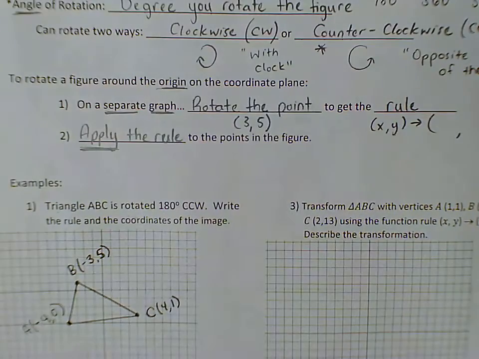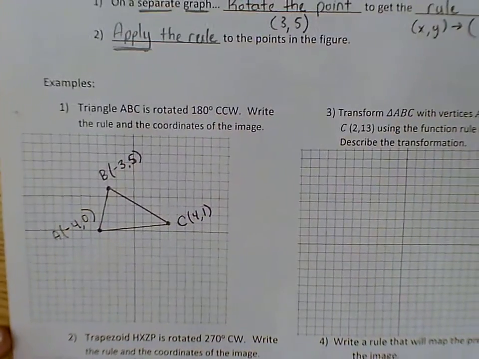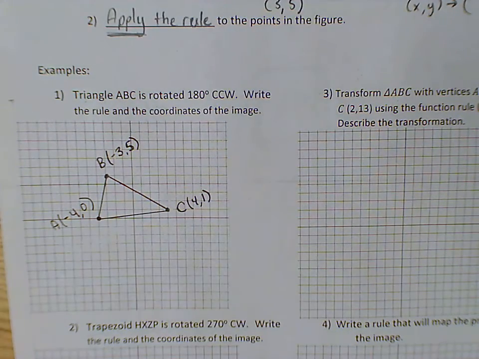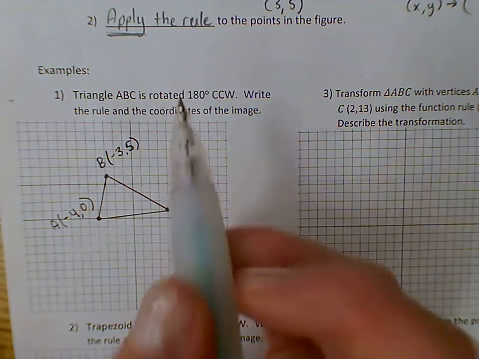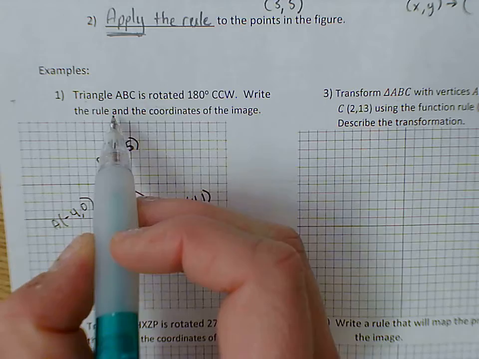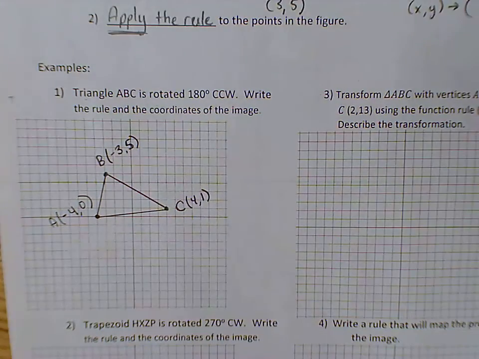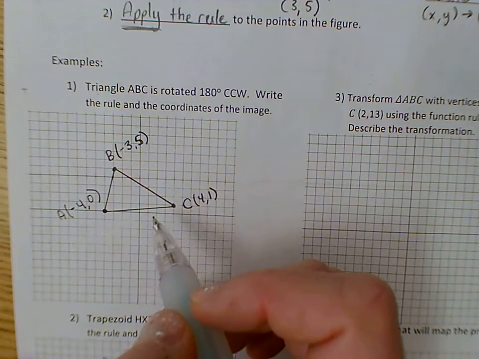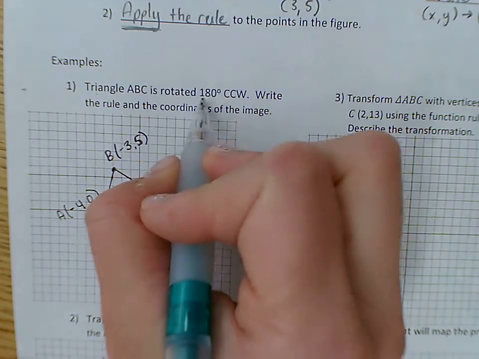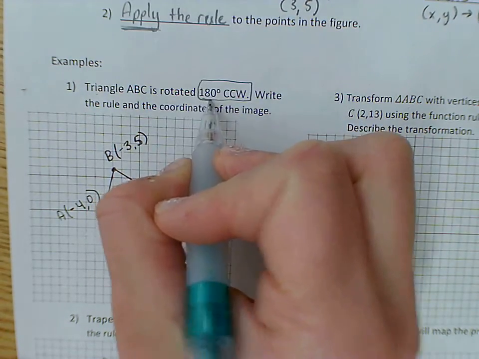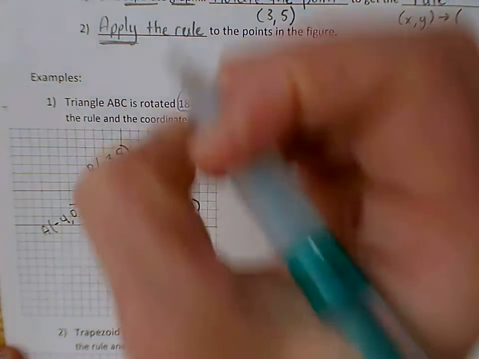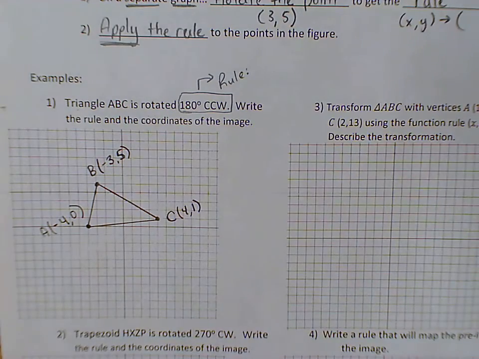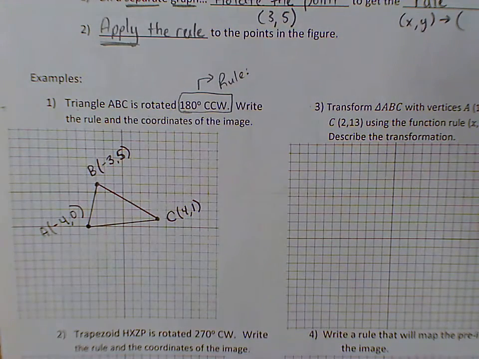So let's practice a couple problems so you can see how that works. All right, so number one, it says triangle ABC is rotated 180 degrees counterclockwise. Write the rule and the coordinates of the image, okay? So before I'm actually going to look at my figure, I'm going to figure out what is the rule for when I rotate something 180 degrees counterclockwise. So I'm actually going to do what I just did a second ago so that I can figure out in general when I rotate something that many degrees, what happens, okay?